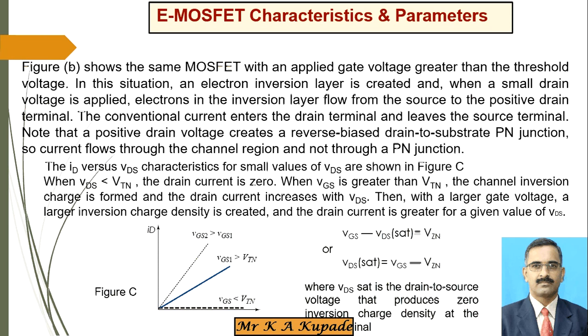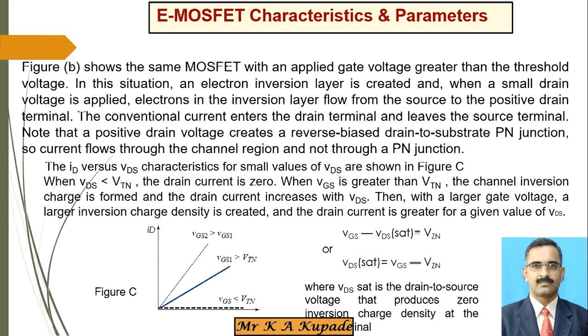Note that this is because the positive voltage creates a reverse bias junction, reverse bias drain to substrate. This positive voltage puts the drain-to-substrate PN junction in reverse bias. So current flows through the channel region and not through the PN junction.